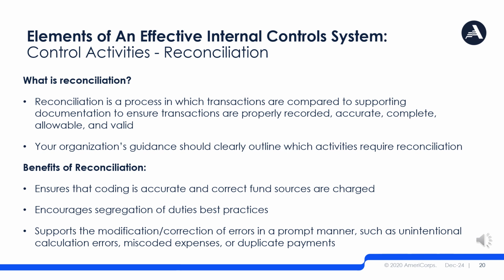For example, every quarter, your organization reviews all travel reimbursements to ensure source documentation, such as the travel request form, the approval form, and the travel purpose, as well as the amount charged, reconcile to the quarterly financial report. Reconciliation is the process ensuring transactions and activities are properly recorded, accurate, complete, allowable, and necessary to carry out the functions of the grant. Your organization's guidance should clearly outline what activities require reconciliation, the frequency of such reconciliations, and the staff responsible for conducting the reconciliation and resolving errors.